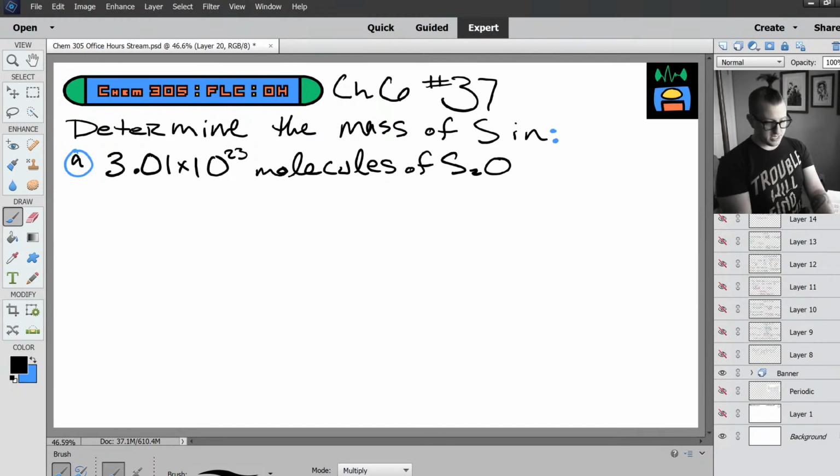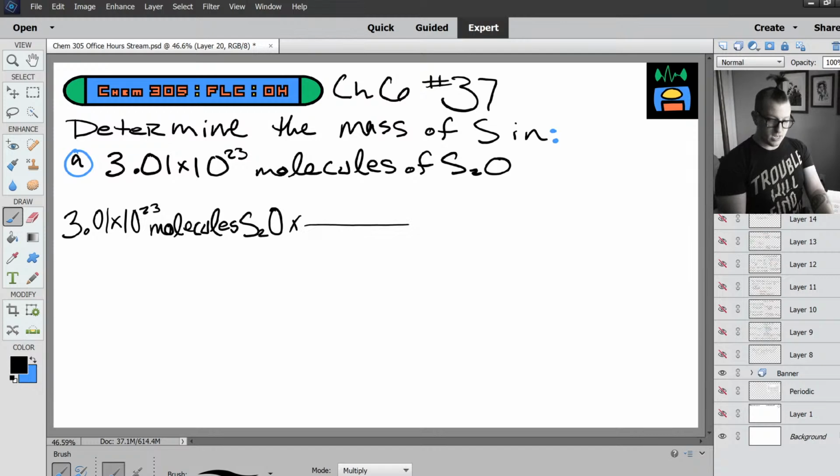So the pattern here, so we've got 3.01 times 10 to the 23rd molecules. We got to get this quantity into moles. And to do that, we use Avogadro's number. It's a decimal right there.